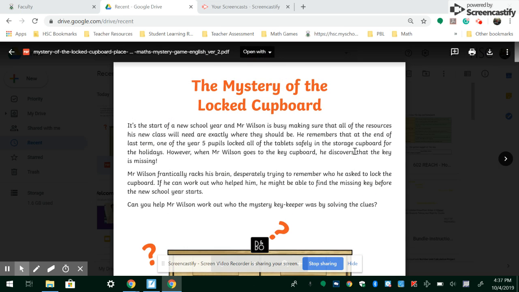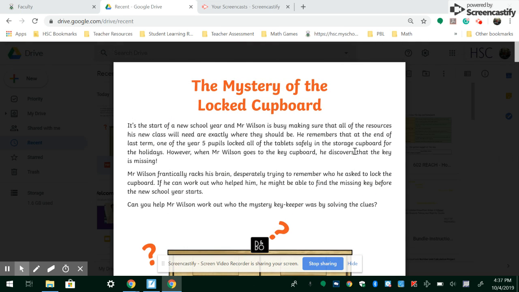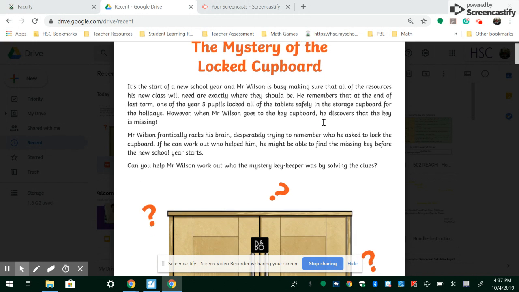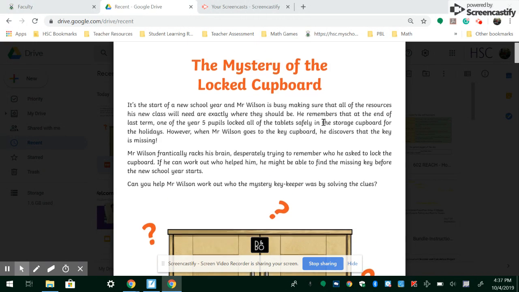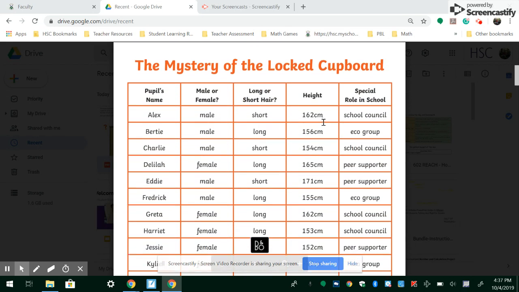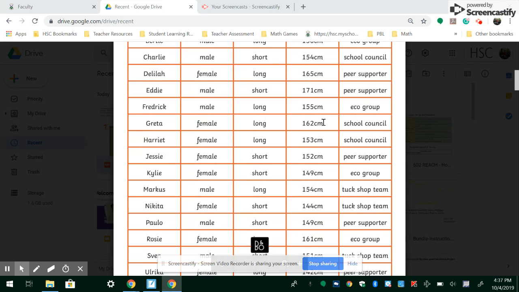Hi students, so you're working on the mystery of the locked cupboard. You can work through this investigation for homework. So we can read through the introduction. It should be pretty self-explanatory. Here we have the list of suspects.